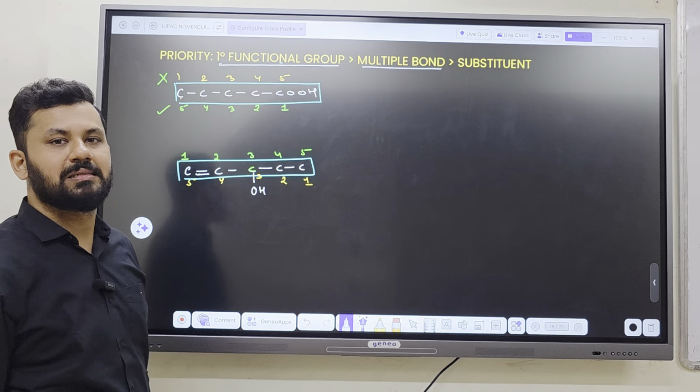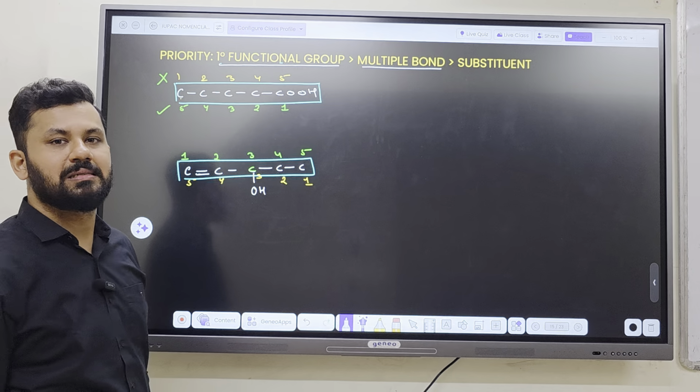In such cases, we compare one number at a time. And at the first point of difference, we decide which one to choose. Here 1, here 3. Check the first number of this locant with first number over here. First number is 1, first number is 3. That's the first point of difference. And you select that set of locants where at the first point of difference, you get the minimum number. So out of 1 and 3, the minimum number is 1. And therefore, this is the correct way of numbering. This is the wrong way of numbering.